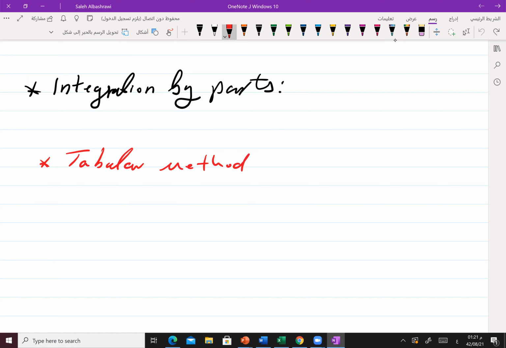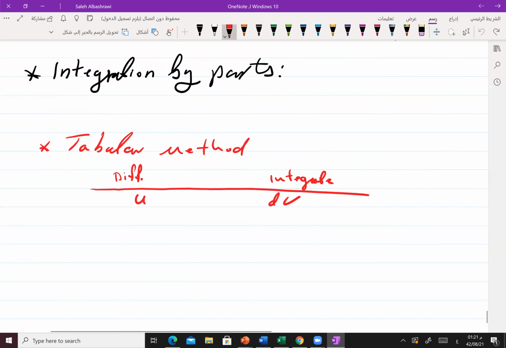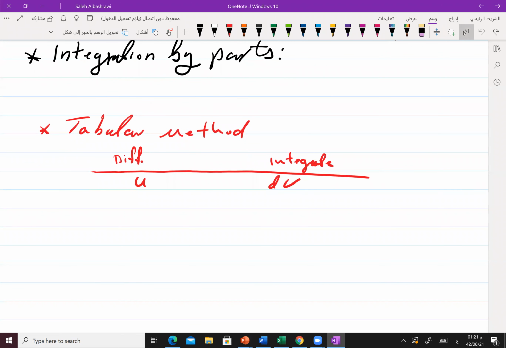For the tabular method, we are choosing u and dv. As we mentioned before, the first one we differentiate, and the second one we integrate. So the tabular method is just repeated integration by parts. The first one I will differentiate and then I will integrate the second one.